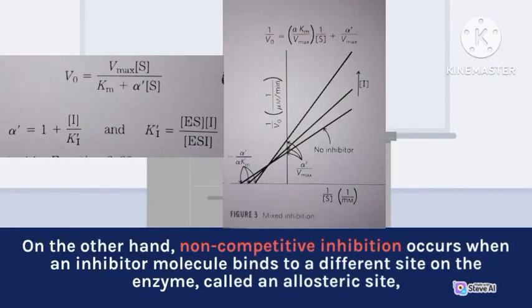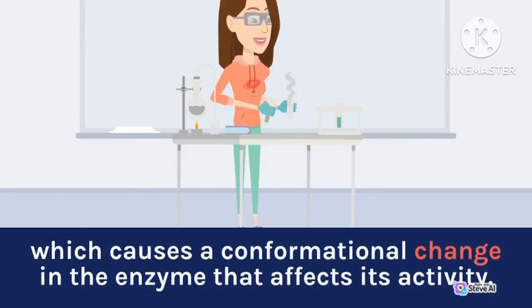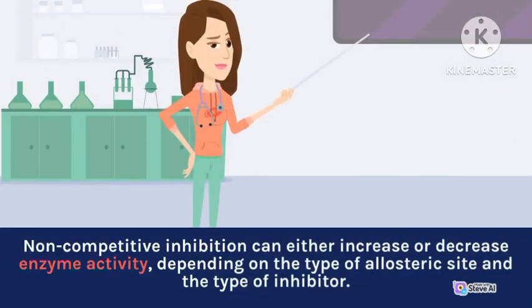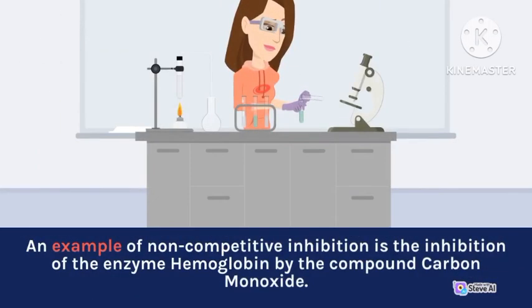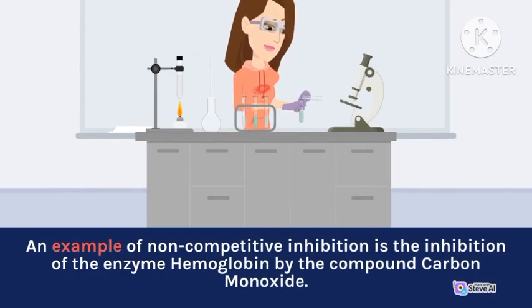On the other hand, non-competitive inhibition occurs when an inhibitor molecule binds to a different site on the enzyme, called an allosteric site, which causes a conformational change in the enzyme that affects its activity. Non-competitive inhibition can either increase or decrease enzyme activity, depending on the type of allosteric site and the type of inhibitor. An example of non-competitive inhibition is the inhibition of the enzyme hemoglobin by the compound carbon monoxide.